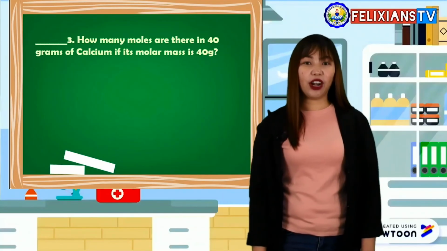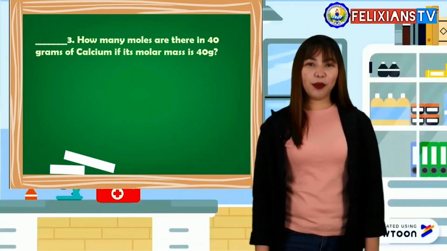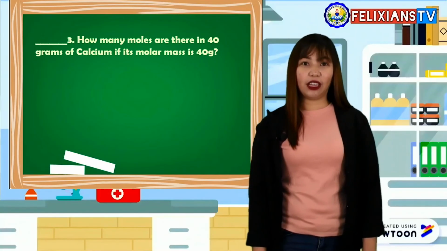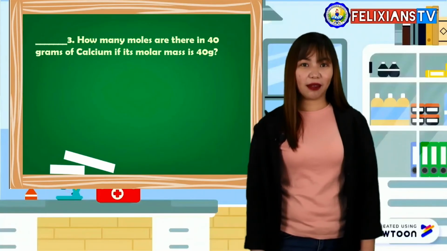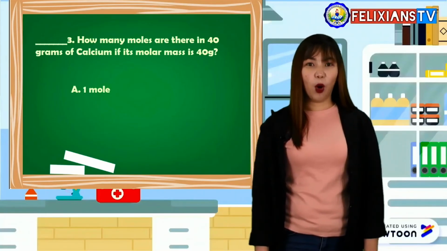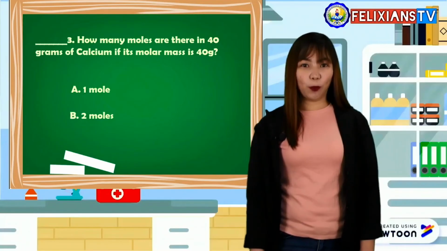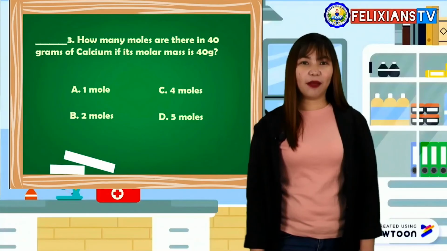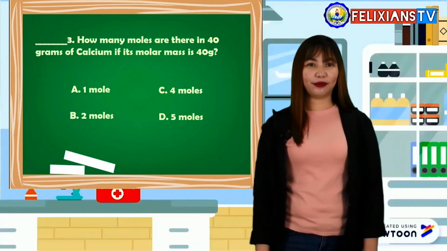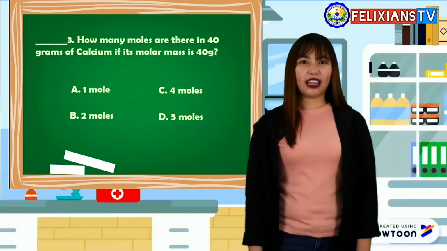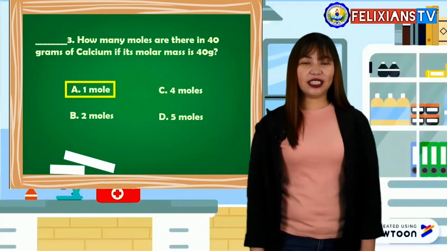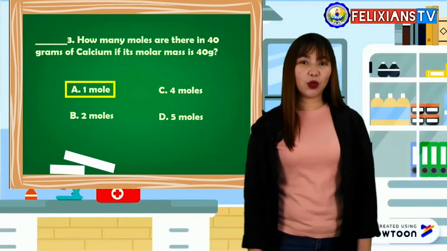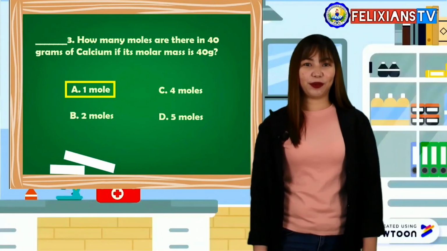Question number 3. How many moles are there in 40 grams of calcium if its molar mass is 40 grams? A. 1 mole, B. 2 moles, C. 4 moles, or D. 5 moles? Correct! The answer is letter A. 40 grams of calcium is equal to 1 mole of calcium.